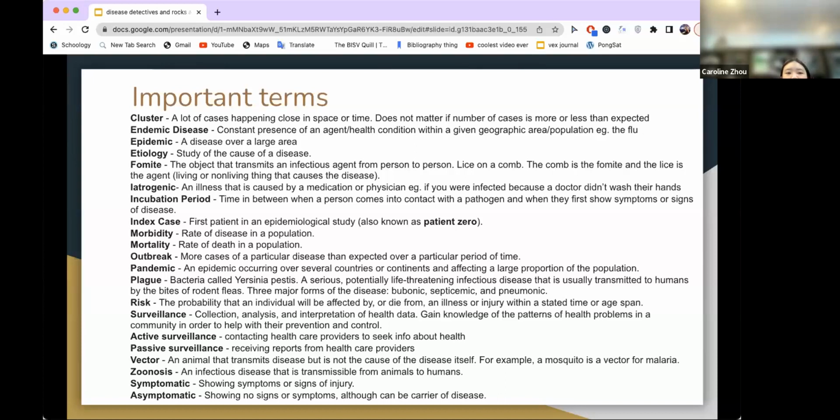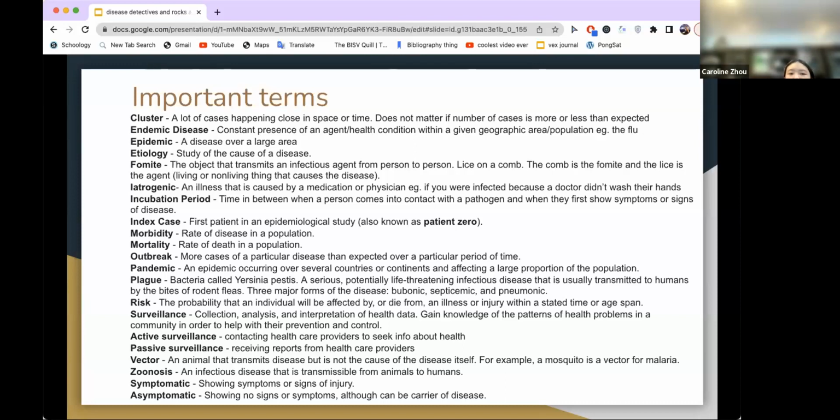A vector is an animal that transmits disease, but it's not the cause of the disease itself. For example, malaria. A mosquito is a vector for malaria, but it doesn't cause malaria directly. It's actually caused by a protist, a microscopic thing, but the mosquito just carries it to a person to infect them. A zoonotic disease is an infectious disease that is transmissible from animals to humans. So hence the name, zoo.